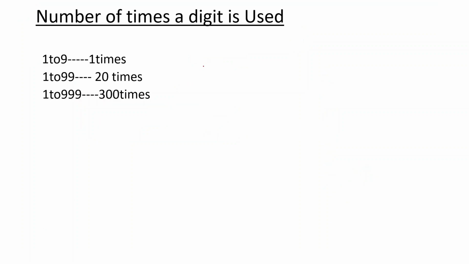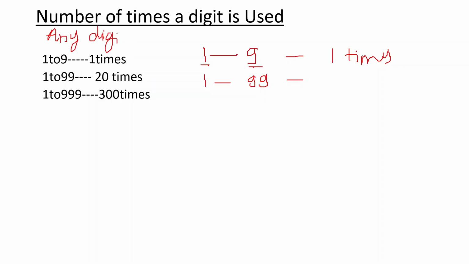So let's just focus on the pattern. For 1 to 9, any digit will be used one time. Here 9 is included. 1 and 9 both are included. Then 1 to 99. Any digit except 0. Remember this thing. For 0 there is a different rule, which I will explain. This pattern is for any digit except 0. So for 1 to 9, how many times will any digit come? One time. For 1 to 99, how many times will any digit occur? So how many nines are there? 2.